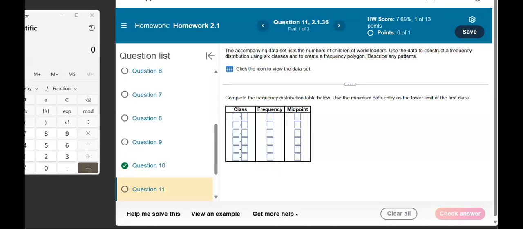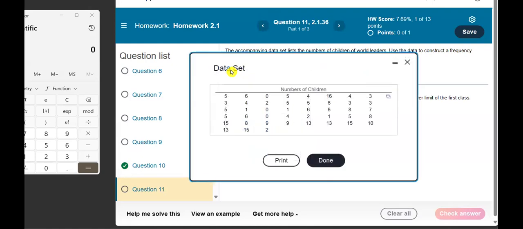In this video, we're going to use StatCrunch to help us make a frequency distribution table. So we'll use this problem here. The accompanying data set lists the number of children of world leaders. Use the data to construct a frequency distribution using 6 classes and to create a frequency polygon. Describe any pattern.